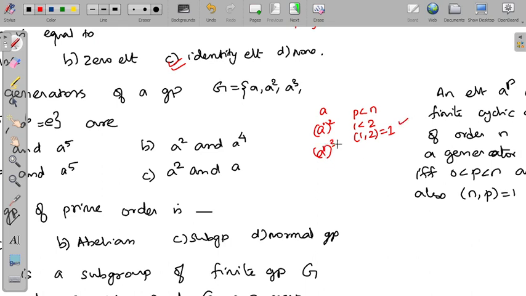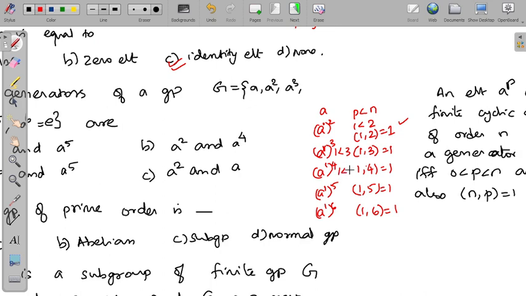Similarly A power 1, so 1 less than 3 and 1 comma 3 is equal to 1. Similarly A power 1 with power 4, 1 less than 4, so 1 comma 4 is also 1. Again the power 5, 1 comma 5 is relatively prime, and the power 6, that is 1 comma 6, is equal to 1. All these conditions are satisfied: P less than N, that is the important condition, together with being relatively prime. So all these conditions are satisfied, hence we can say that this is the generator.